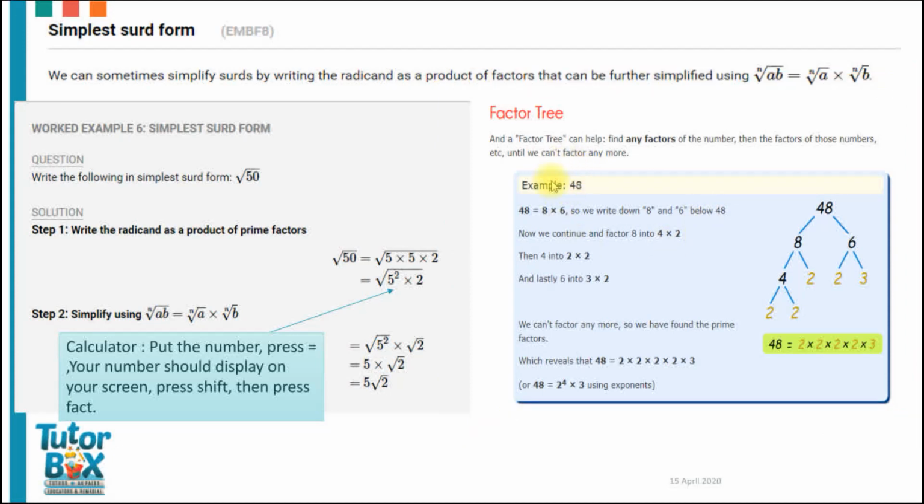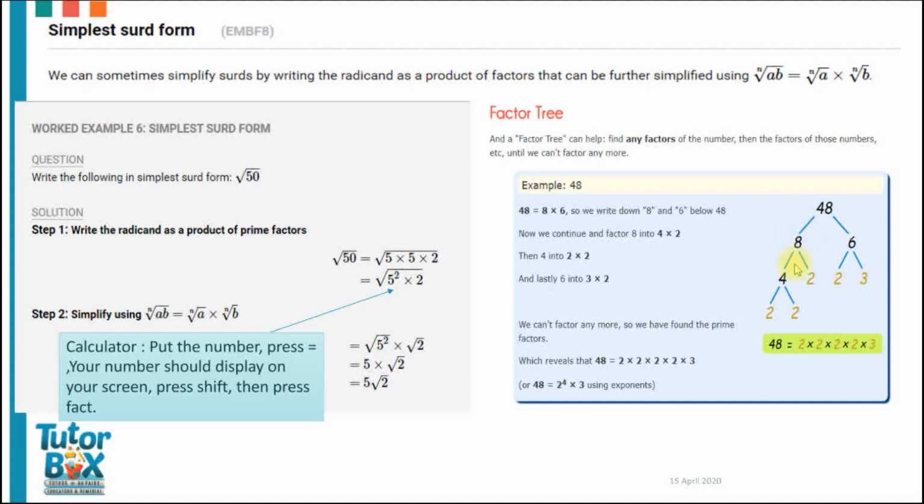For example, with 48, if I take two factors of 48, let's say in this case I took 8 and 6, you can take 12 and 4, you get the same answer. Let's say I take the 8 and 6. I'm going to factor 8 into 4 and 2, and also factor 6 into 2 and 3. Now I notice that for 6, I have the prime factors 2 and 3, so I end there.